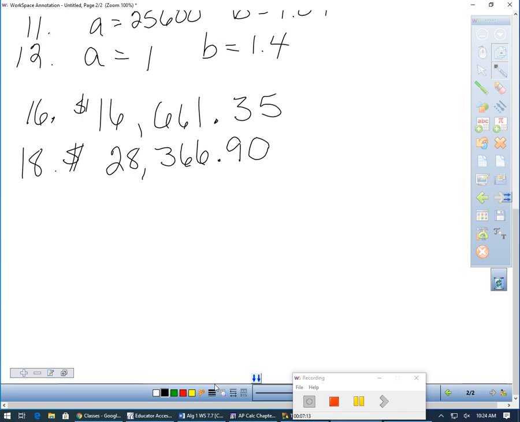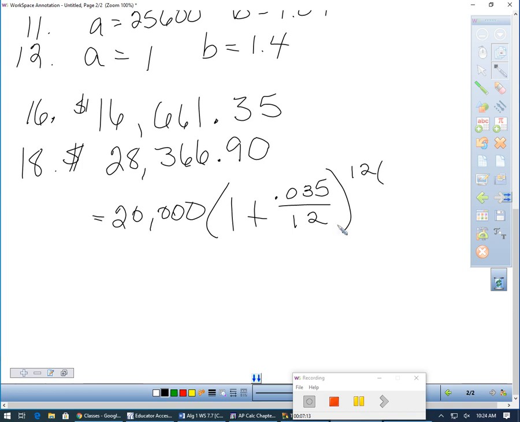All right, so let's talk about 18, okay? In number 18, it says you have $20,000, right? Times 1 plus, and it says it's 3.5%. So that's 0.035. A negative? Where did negative come from? Oh. Okay. Yep, 1 plus. And then it says monthly, so there should be a 12 on the bottom. And then your next one is 12 times 10. Right? Because it's monthly for 10 years.